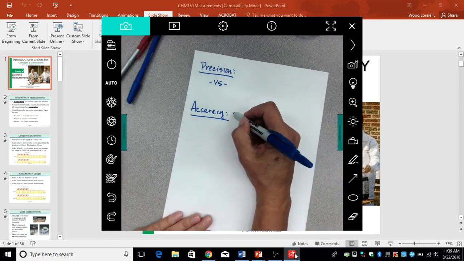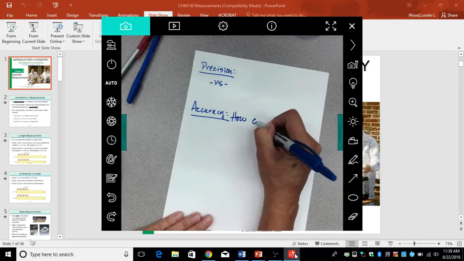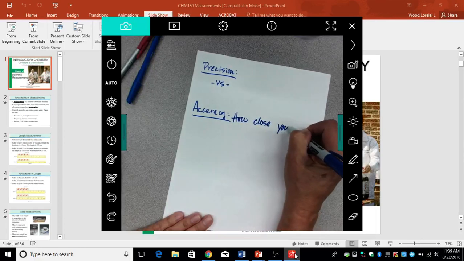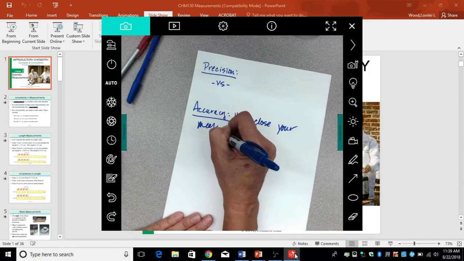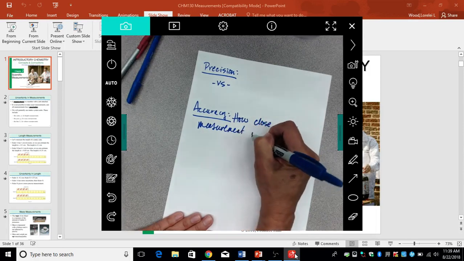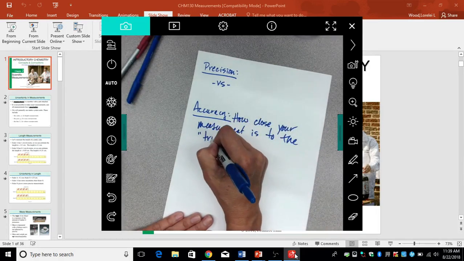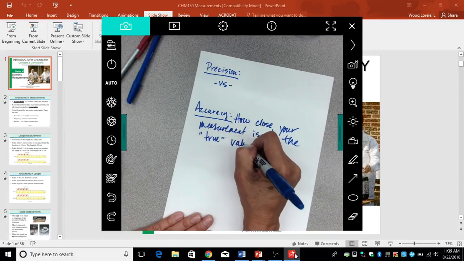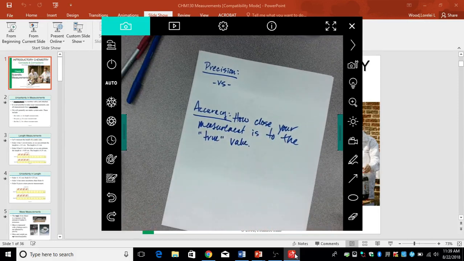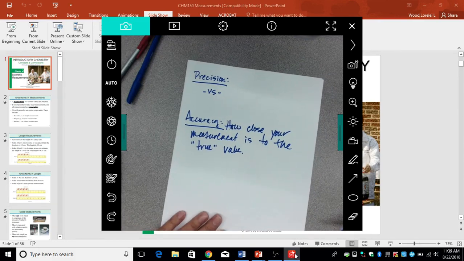So accuracy has to do with how close your measurement is to the, and I'm going to put in quotation marks, true value. And to you, true might mean the best measurement you could possibly make with the most precise measurement tool. All right, so that's accuracy, how close your measurement is to the true value.